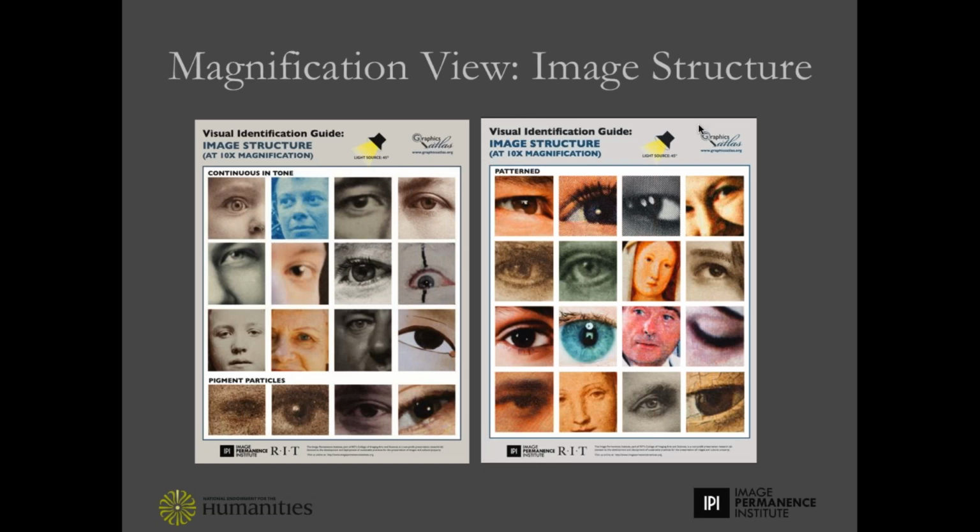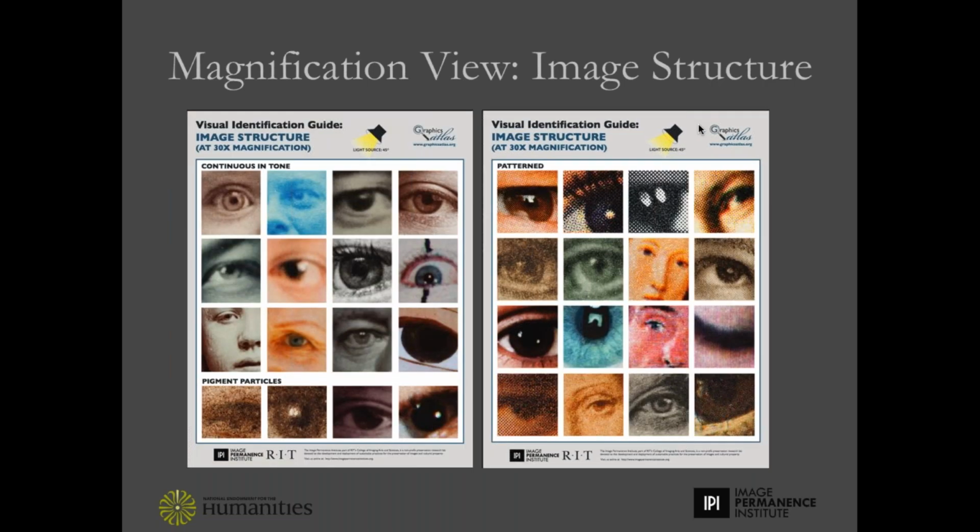We can see differing levels of detail as we increase magnification. With 10x magnification, we can determine if our image is continuous in tone. We may be able to see pigment particles, or our image may be patterned, suggesting it's photomechanical or digital. With the pattern images, we may not be able to see the individual dots or whatever is making up that image easily, but we can see if a print with a halftone pattern has, for example, an AM or an FM screen.